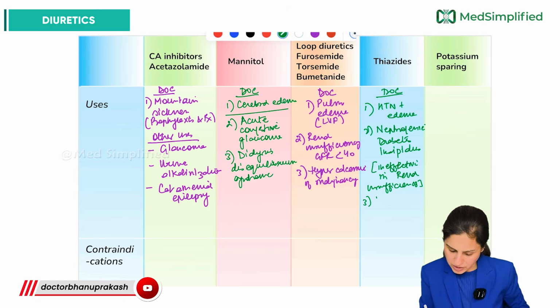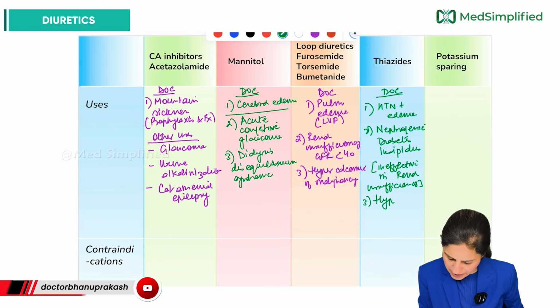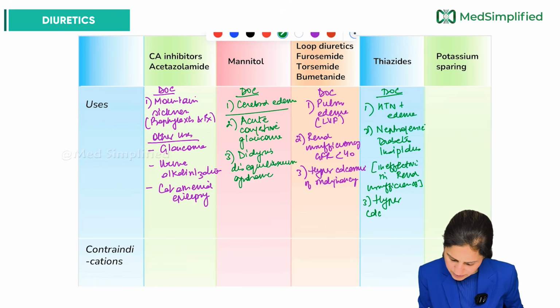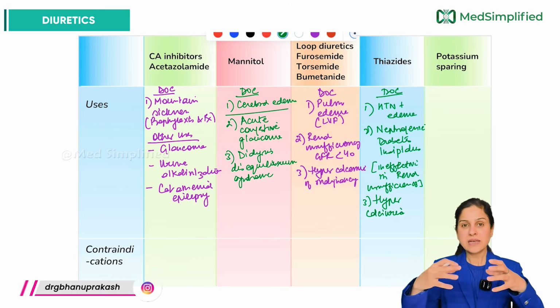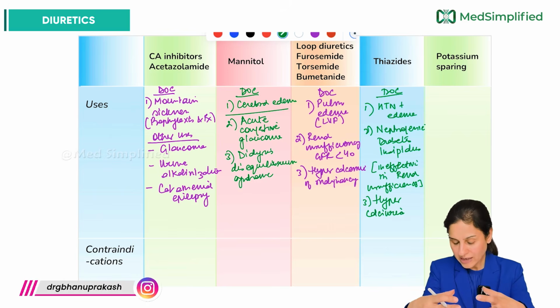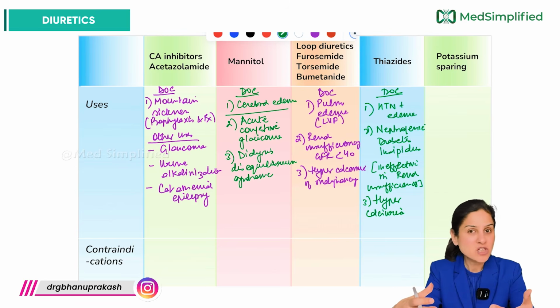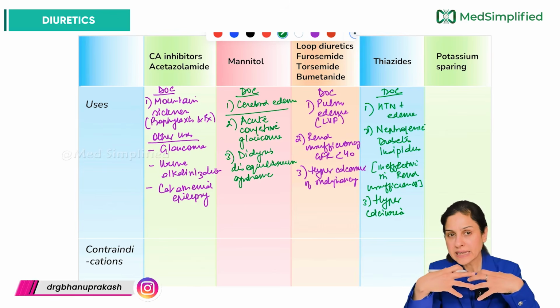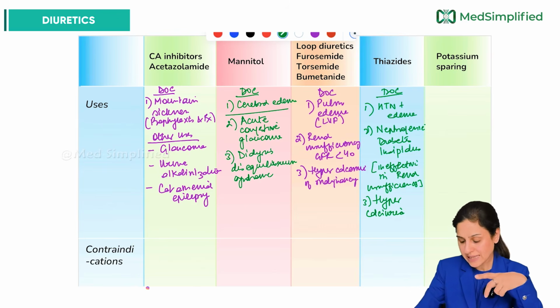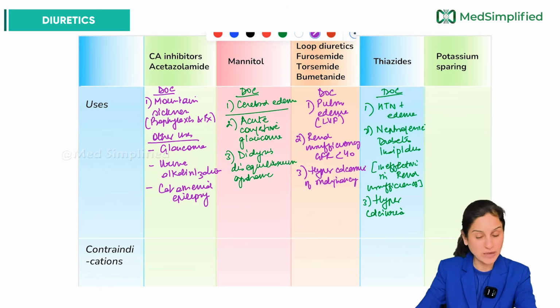Then it can be given in case of hypercalciuria. So there are stones, more calcium in the urine. So you want to give a drug which doesn't give away calcium in the urine, rather it will retain calcium. So this is a drug which retains calcium, can be given in hypercalciuria.